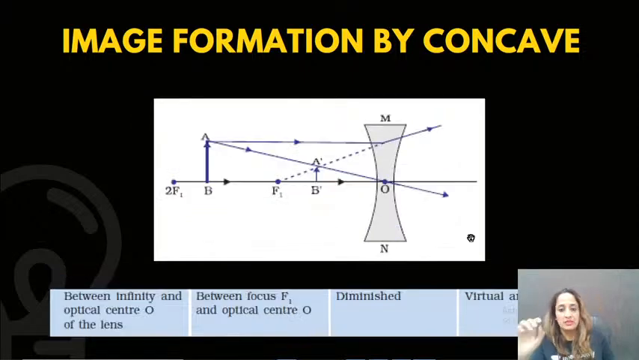So let's see point number 2. There are only 2 options in case of concave lens, because all other points are on the other side of the lens.